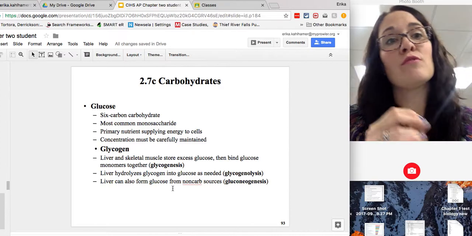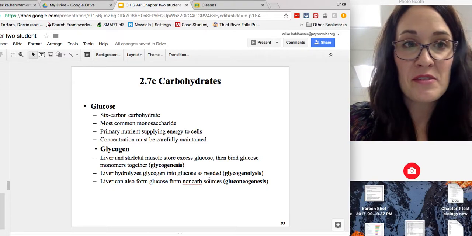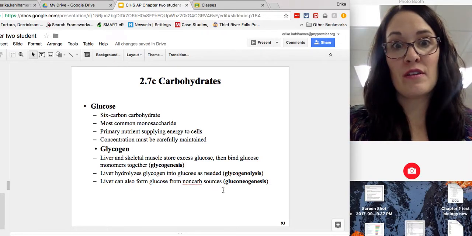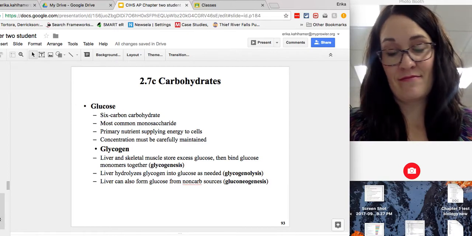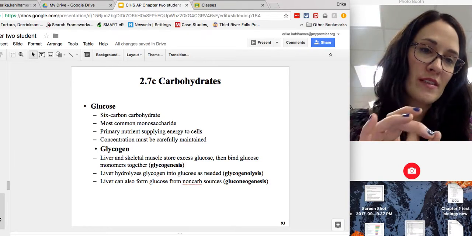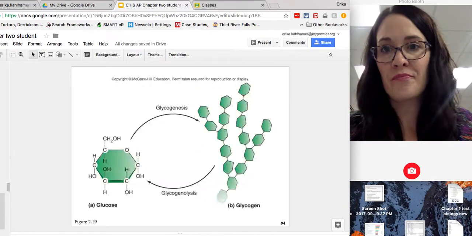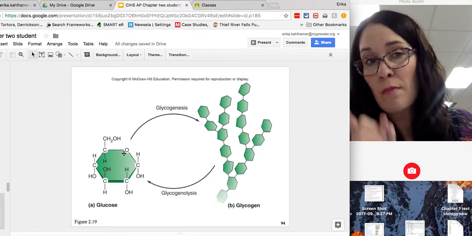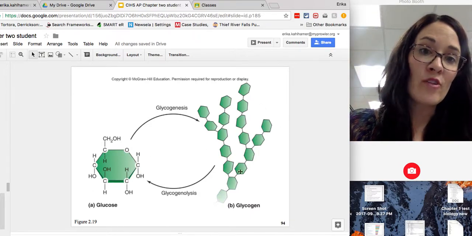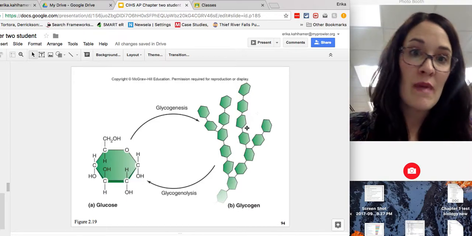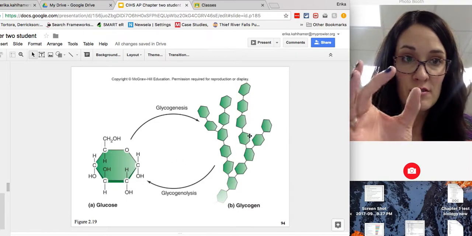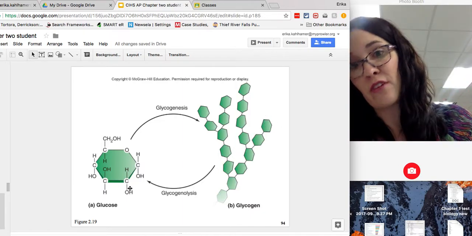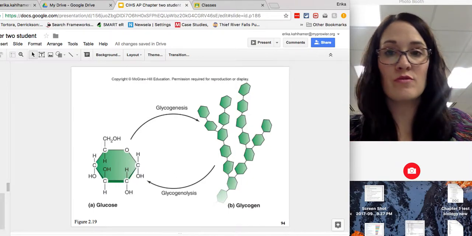Another cool thing, the liver can also form glucose from non-carbohydrate sources, fats and proteins. And this is a really fun word, gluconeogenesis. Those are very specific words, but if you break down the individual parts, you can kind of figure it out. And this is showing the reverse reaction. One glucose monomer, here is a polysaccharide glycogen. Many of these make this, glycogenesis. And this is stored in the liver and the muscles. When your body needs glucose, through the process of glycogenolysis, it will release the glucose.